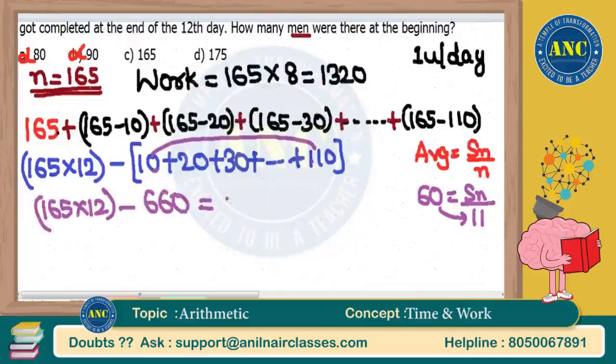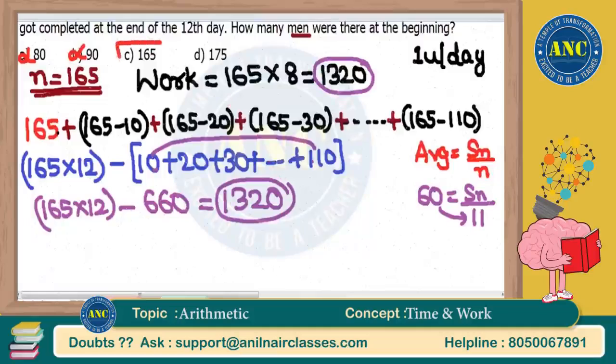What is the value? You are getting it as 1320, which is nothing but the assumption we made at the starting. Because my assumption is becoming right, whatever the value or the option which I took, that also should be right. Answer for this question is 165.